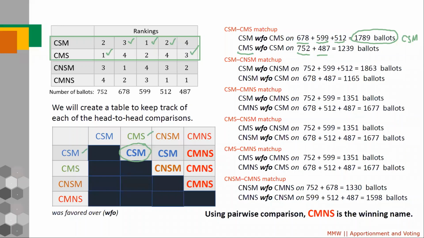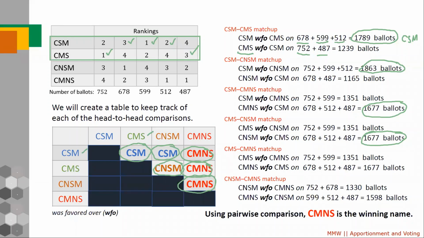Okay, this time, class. In the head-to-head between CSM and CNSM, CSM won. Then CMS versus CNSM, CNSM won. Then CSM versus CMNS, CMNS wins. CMS versus CMNS, CMNS again. So CMNS wins against all the others, so it is the winner. So, using pairwise comparison, CMNS is the winning name.